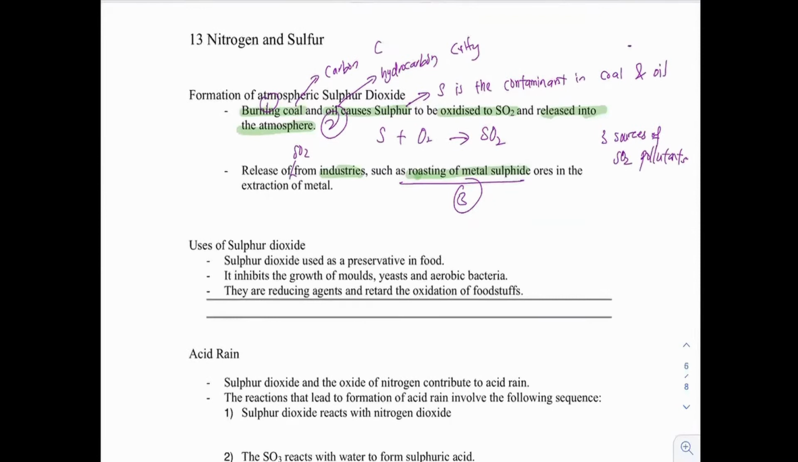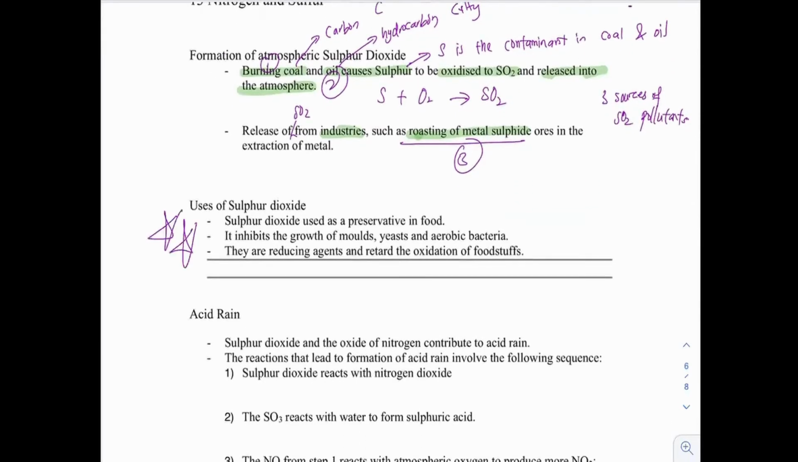All right. Very important. They used to test a lot in P1. Okay, here becomes in P2. So the use of sulfur dioxide is it is used as a preservative in food. It stops the growth of the mold, the yeast, and the aerobic bacteria. Why is that so? Because they are actually reducing agents. They can retard oxidation of foodstuff.